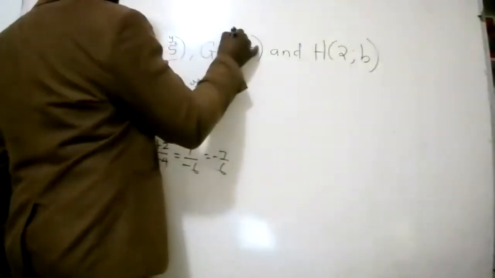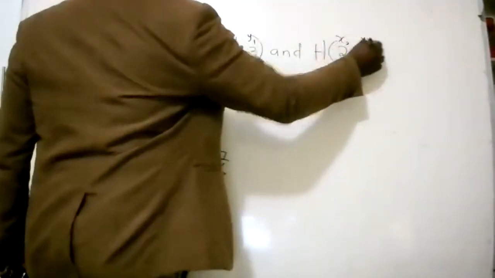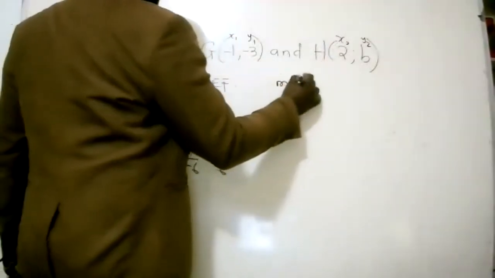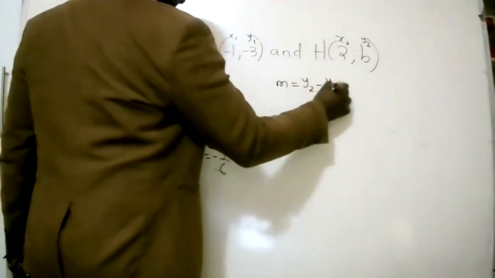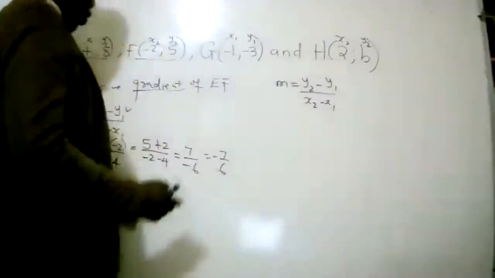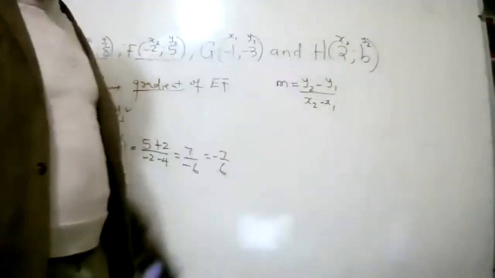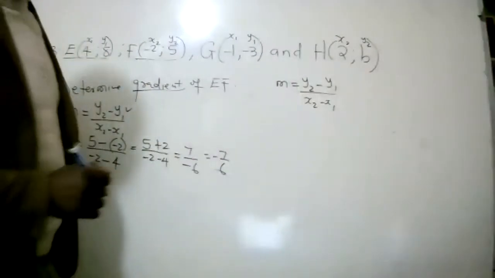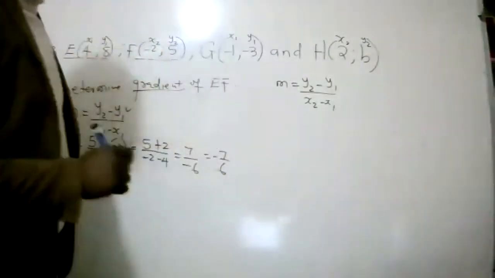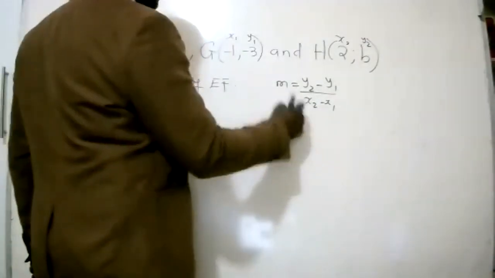So we say this is X1, that is Y1. This is X2, and that is Y2. And we substitute them into this formula of Y2 minus Y1, all divided by X2 minus X1. Why are we using that formula specifically? Because we are given the coordinates, not the angle. In some cases, you'll be given the angle. So you must take note of this all the time.